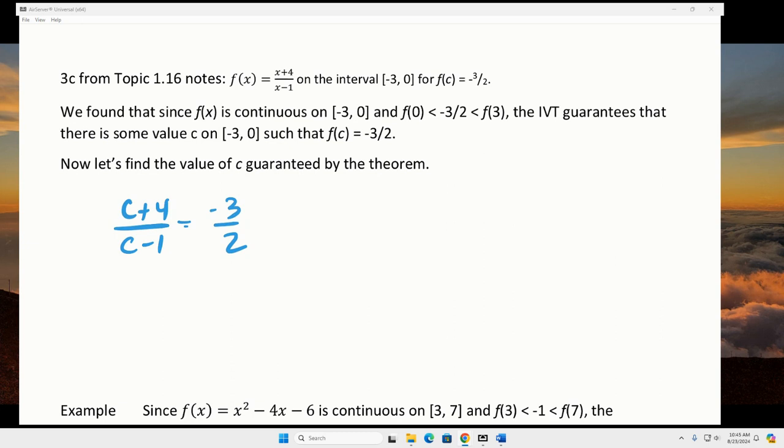All right, so let's think back, maybe Algebra 1. What would you guys do to solve this? Yes, ma'am? Yeah, cross multiply. Some people call it butterfly. Do you guys remember butterfly? All right, so we're going to multiply that. So it's going to be 2c plus 8 equals -3c plus 3. And then I feel like I don't have to walk you through this.